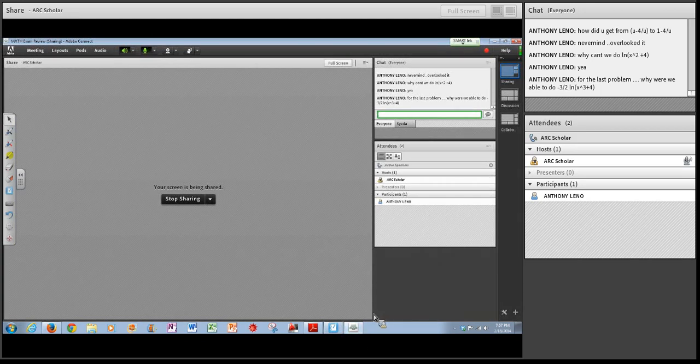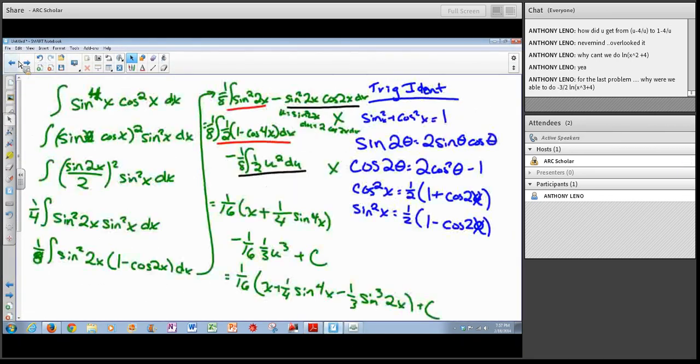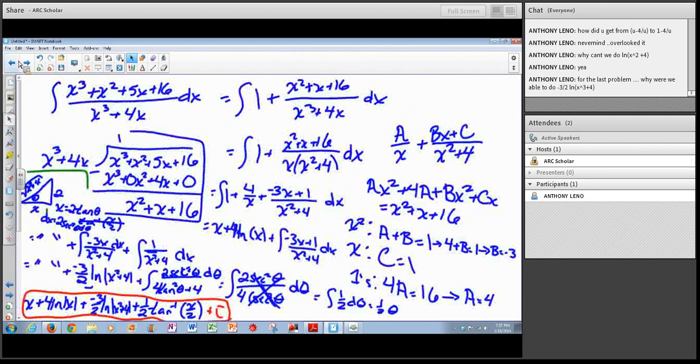Okay, for the last problem. Which problem was that, Anthony? Oh, okay, yeah, I remember that one. So, hang on. Going back to, where is that one? This one. Okay. So he was asking how we got this natural log one here. So if we can find where we did that. That was from here.